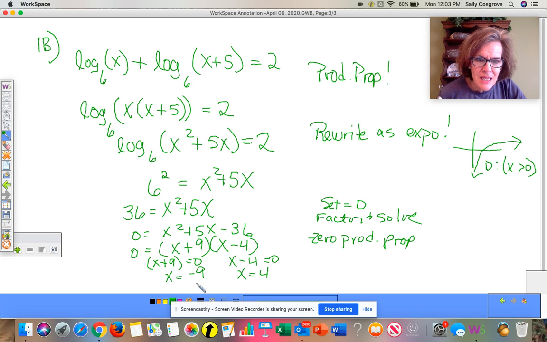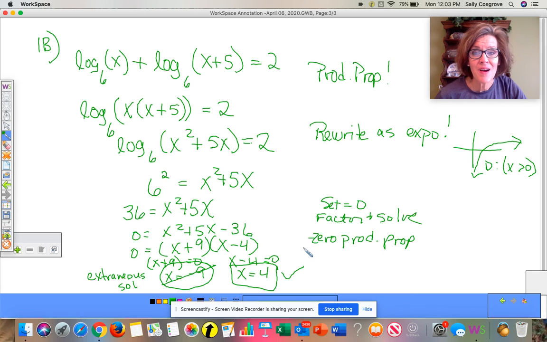So since this one won't work, remember what we do? We slash it, and remember our fancy word? Extraneous. That's an extraneous solution. So which one works? 4.